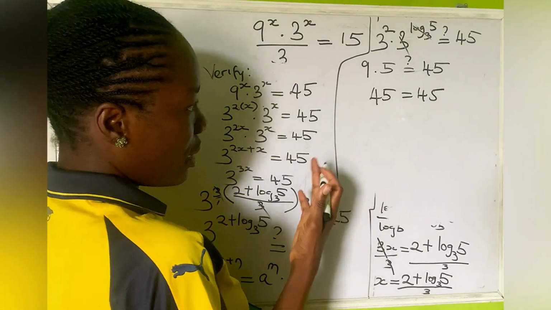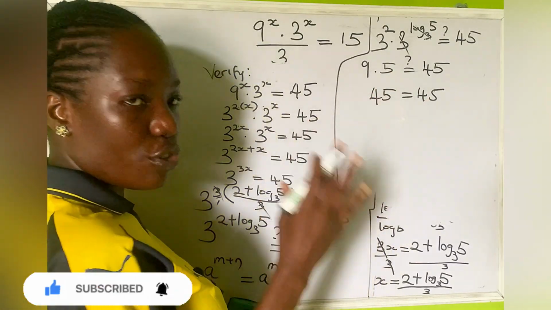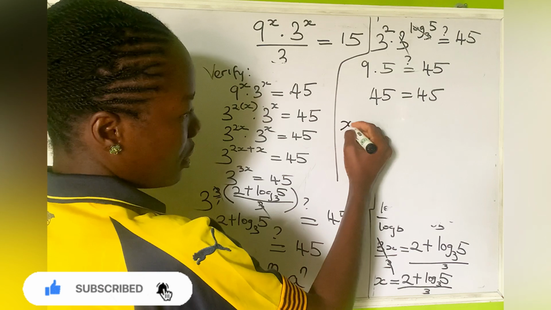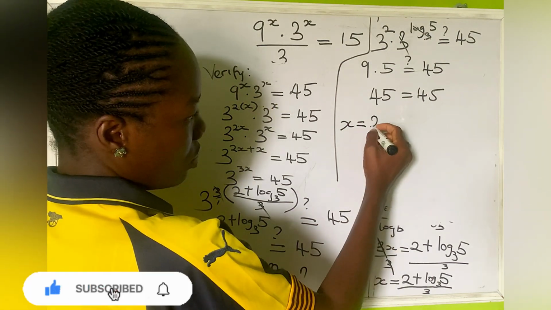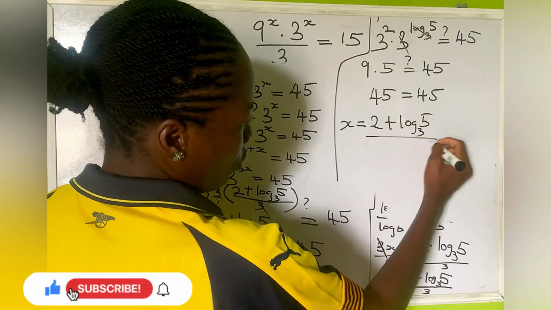So you can see that our left hand side is the same as our right hand side. That gives us an assurance that our value for x, 2 plus log 5 base 3 over 3, is absolutely correct.